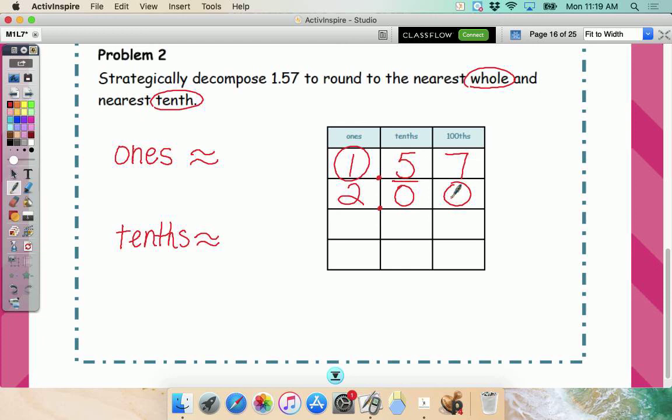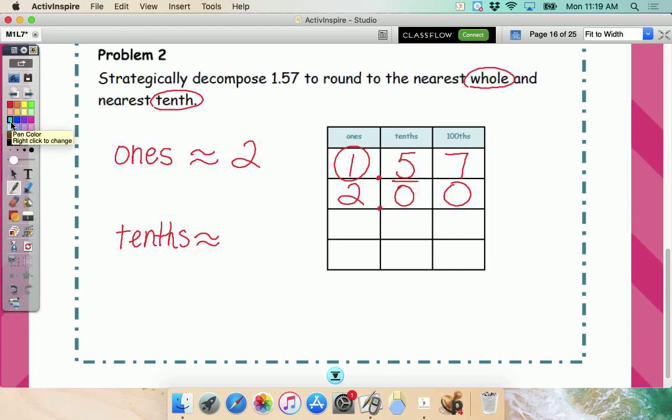Now, someone said, oh, it's 200 again. Well, it's 200 hundredths. But how do I say this number? 2. Just 2. It's just a little mini place value chart. That's why you might be confused.